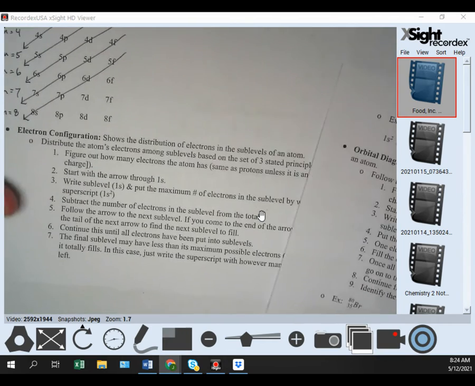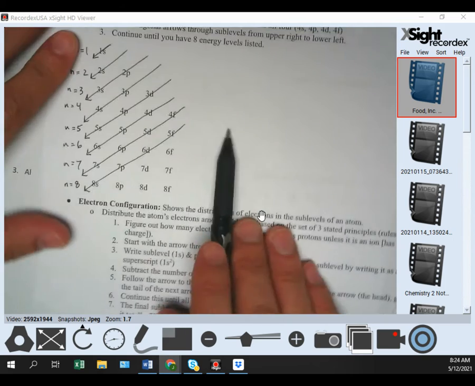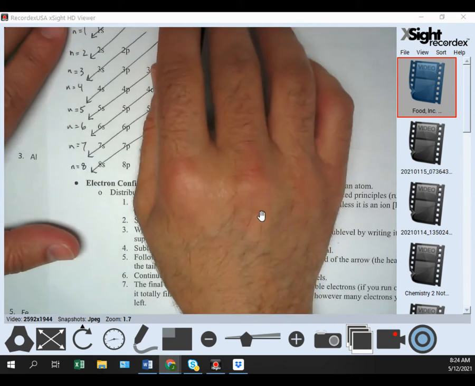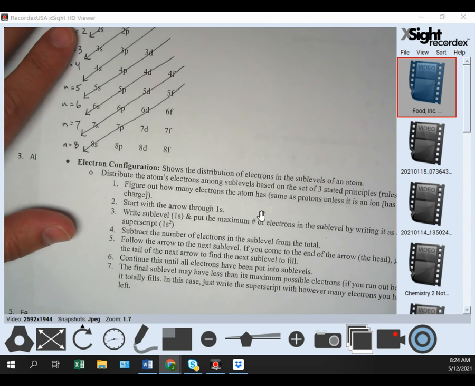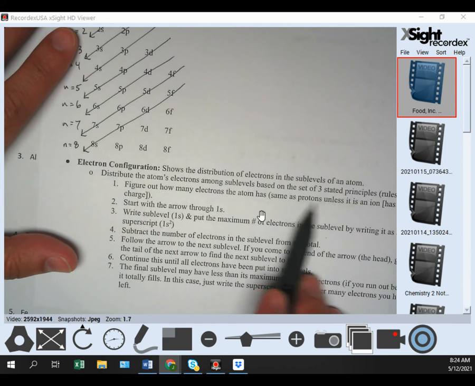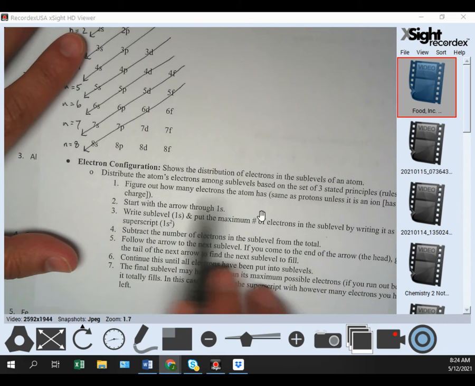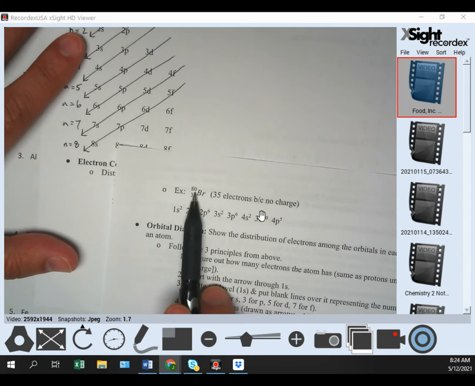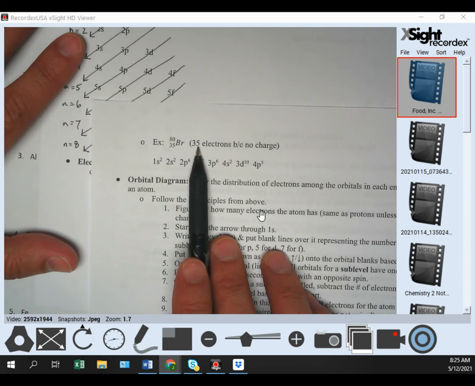Okay, so we're going to use the rules up there and the chart to help write what's called an electron configuration. It's essentially like a map of where the electrons are in an atom. Okay? So figure out how many electrons the atom has. It's the same as the protons unless it is an ion, unless it has a charge. Okay, we'll talk about that in a second. So this one, the 80 over 35 Br, is 35 electrons because it doesn't have a charge.